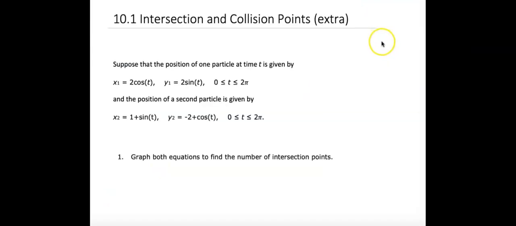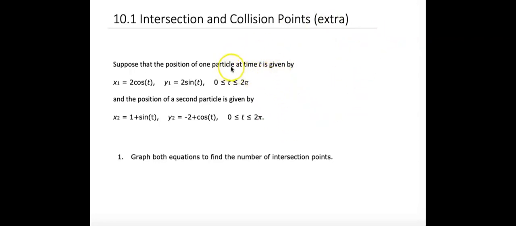All right, in this short video, we're just going to go through a problem that the video doesn't go through. And this problem does a good job, I think, of explaining the importance of the actual motion of this particle, or in this case, these two particles. So we've got two particles.